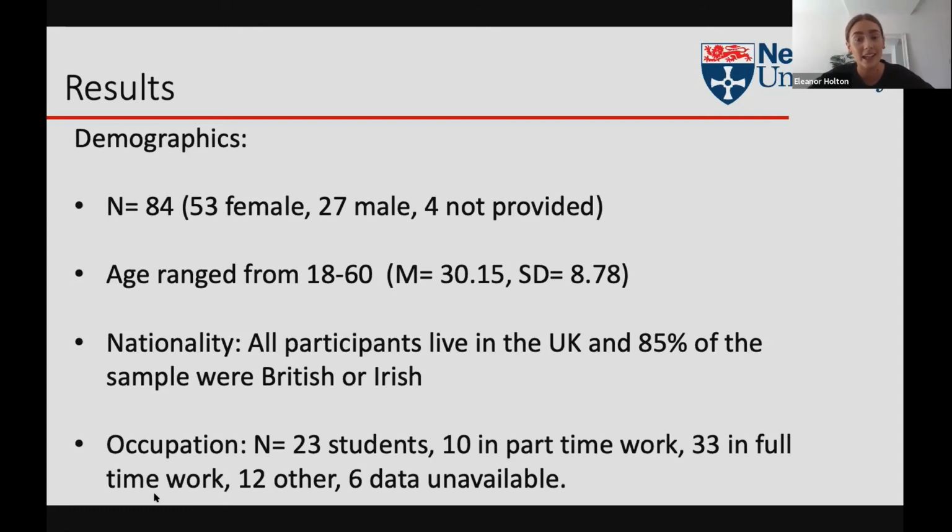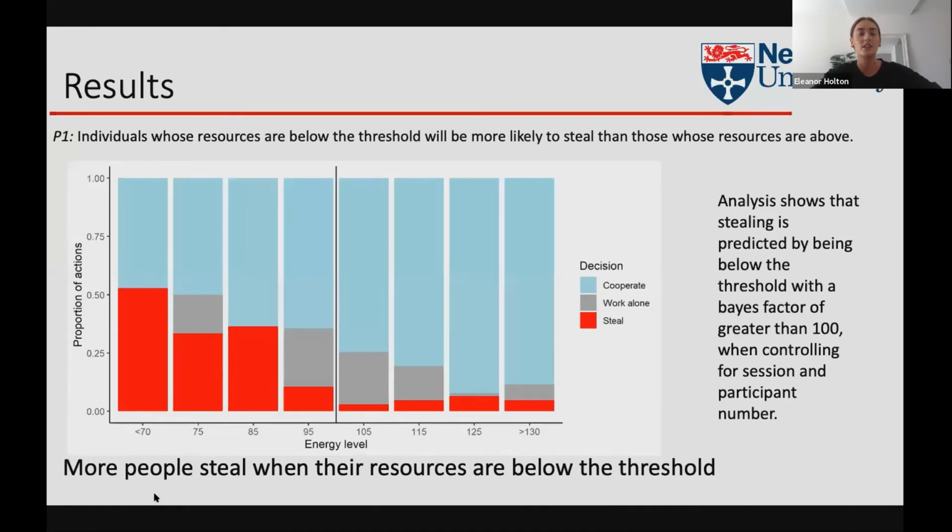Age range from 18 to 60 with a mean age of 30. All participants live in the UK and 85% of the sample were British or Irish. We had 23 students, 43 in part-time or full-time work and 6 marked as other. So on to the results.